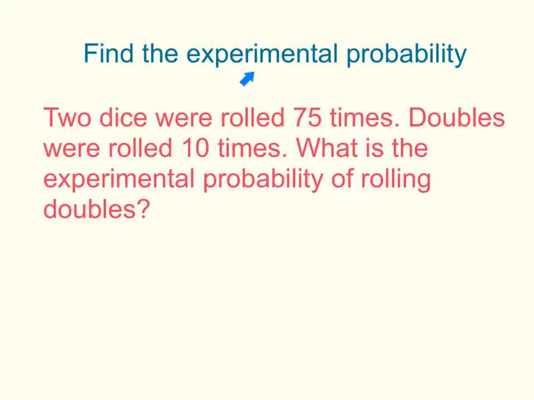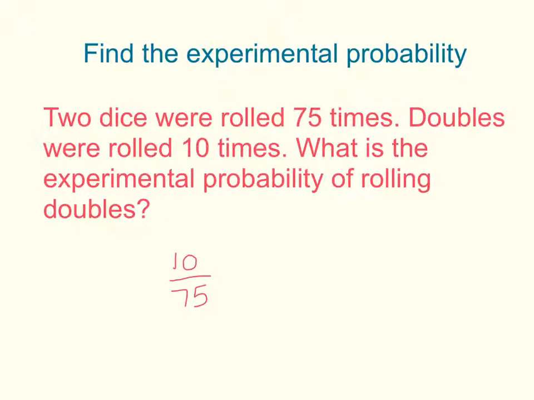Now remember, experimental probability is what actually does happen. So in this case, the 2 dice were rolled 75 times and 10 times doubles were rolled. So to show this in probability, the experimental probability, we rolled the doubles 10 times out of a total of 75 times. So the experimental probability is 10 out of 75.